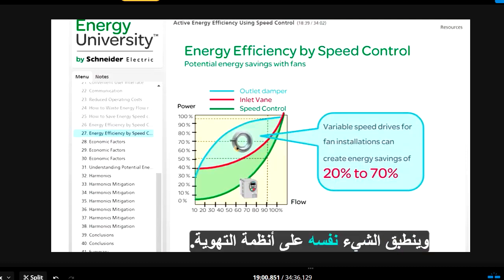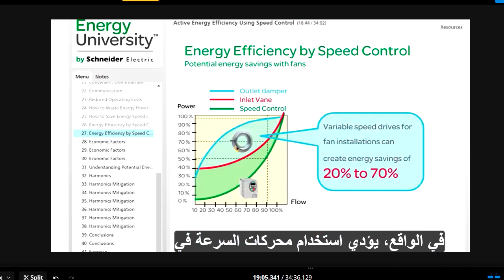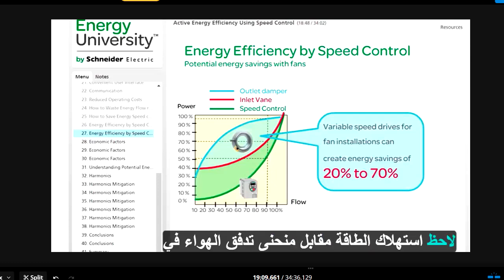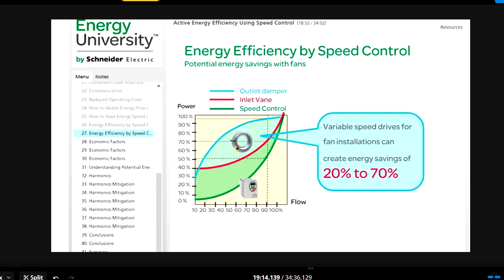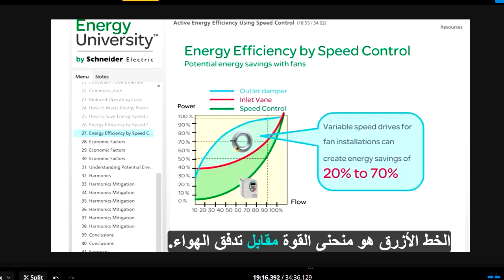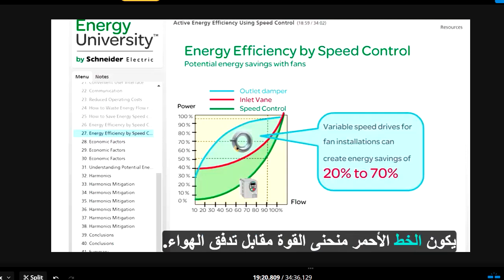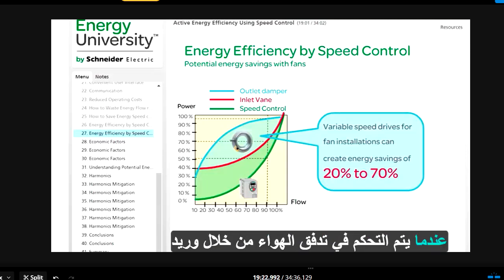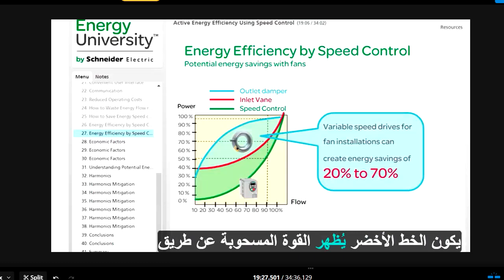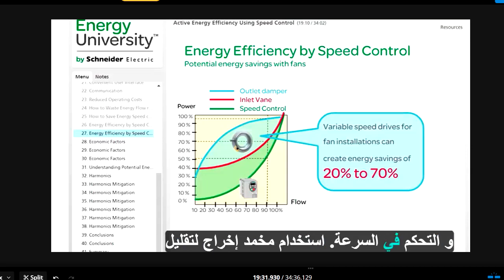The same is true for ventilation systems. In fact, using speed drives in fan installations brings 20 to 70% in energy savings. Notice the power consumption versus airflow curve in this fan installation. The blue line is the power versus airflow curve when the airflow is controlled with an outlet damper. The red line is the power versus airflow curve when the airflow is controlled with an inlet vane. The green line shows the power drawn by removing or fully opening the damper and controlling the speed.